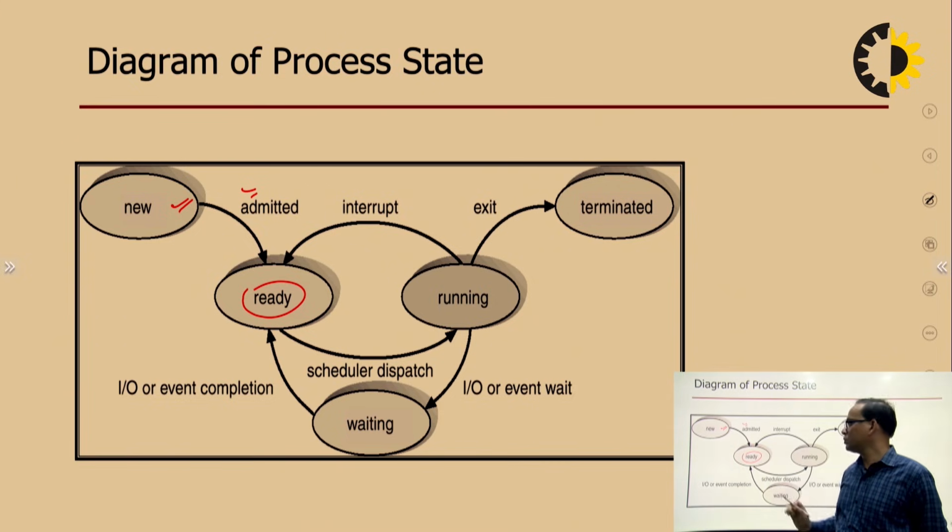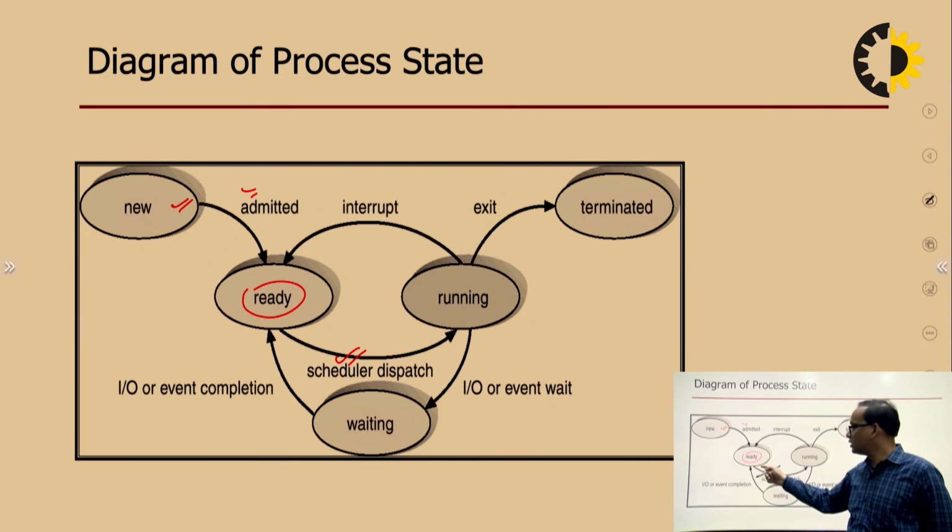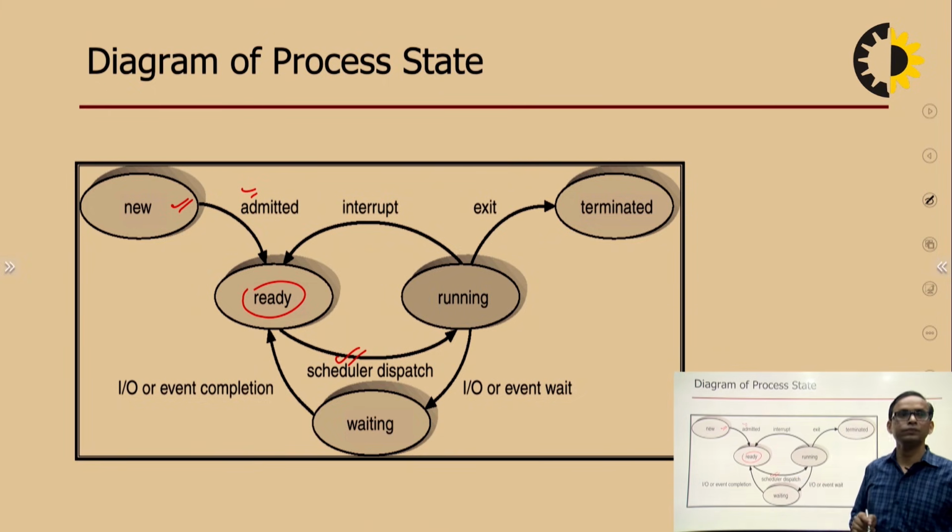Whenever a process is in ready state, then the process is waiting for the CPU allocation. Now, there is another scheduler which is known as the short-term scheduler or sometimes also known as the dispatcher. It is the responsibility of the dispatcher or short-term scheduler to bring a process which is in ready state into running state.